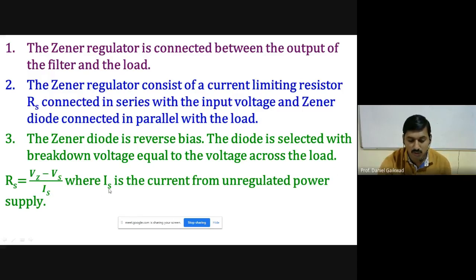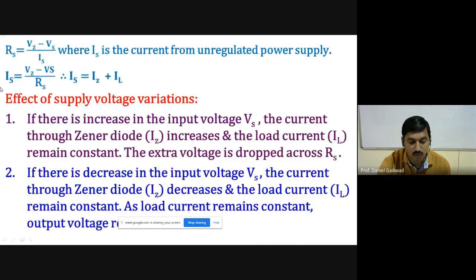Okay. Now where Is is the current from the unregulated power supply. Okay. So this will be the current from the unregulated power supply. Okay. Now check carefully what we have as the formula.